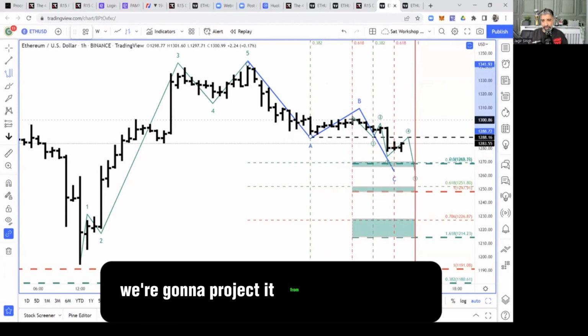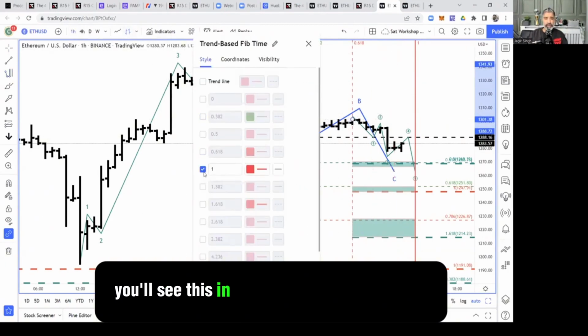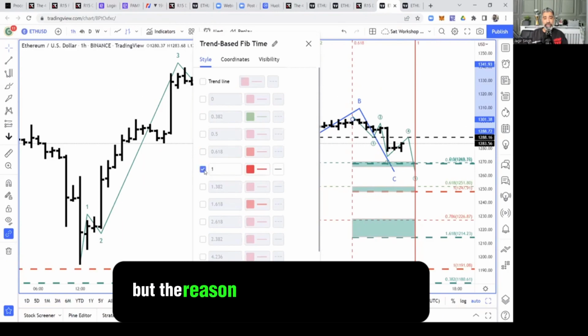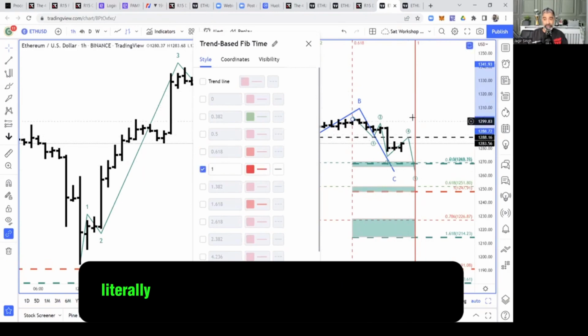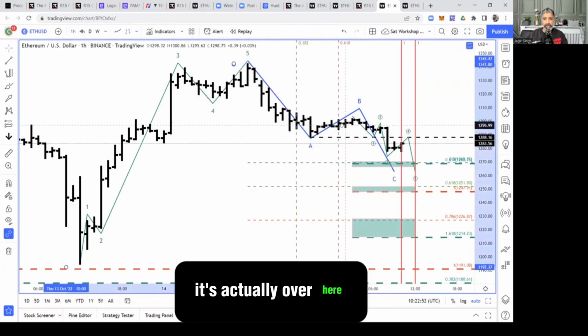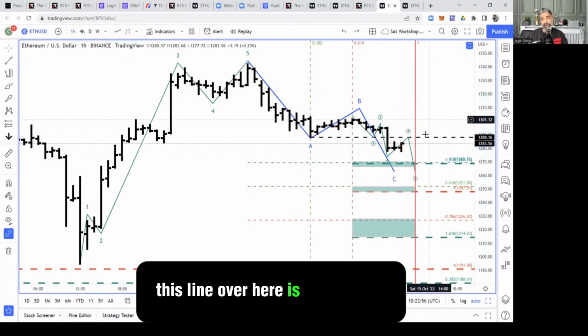We're going to project it from this wave B top. And the number that I want, you'll see this in your Fibonacci time course, is this 100%. And you go, well, I can't see any new line. Well, the reason for that is it's overlapping literally by the hour exactly on this line over here. So if you see this, it's actually over here, not this one. It's literally this line over here that is overlapping.